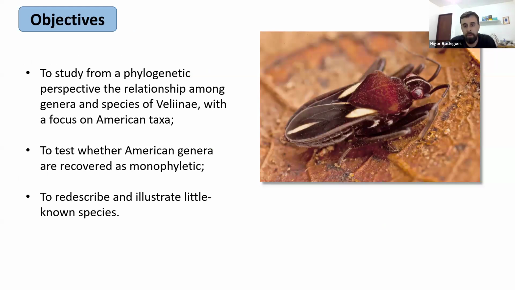Therefore, our objectives with this project are to study, from a phylogenetic perspective, the relationships among genera and species of Veliinae, with a focus on American taxa, to test whether American genera are recovered as monophyletic, and to describe and illustrate new species.